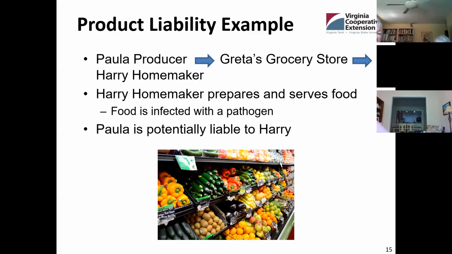The food is infected with some type of pathogen. Paula is potentially liable to Harry, as well as to Harry's family and friends who all consume these tomatoes. There's also the potential for liability attached to every enterprise in the supply chain. So that could be the producer, that could be the wholesaler, that could be the retailer. So in this example, not only is Paula potentially liable, but also Greta is potentially liable as well for having the grocery store that sold these tomatoes. So anyone along the supply chain could be held liable.